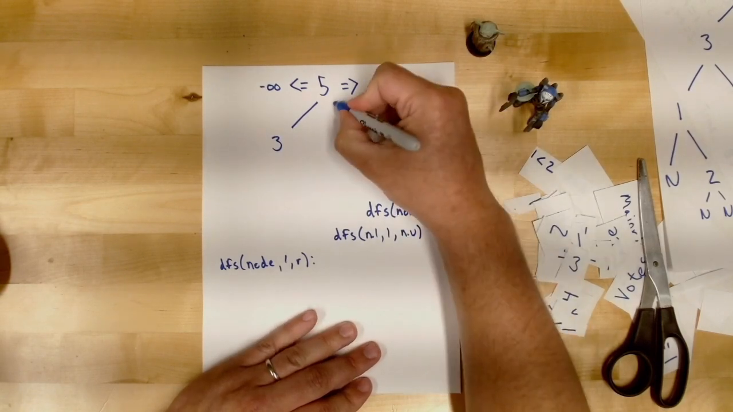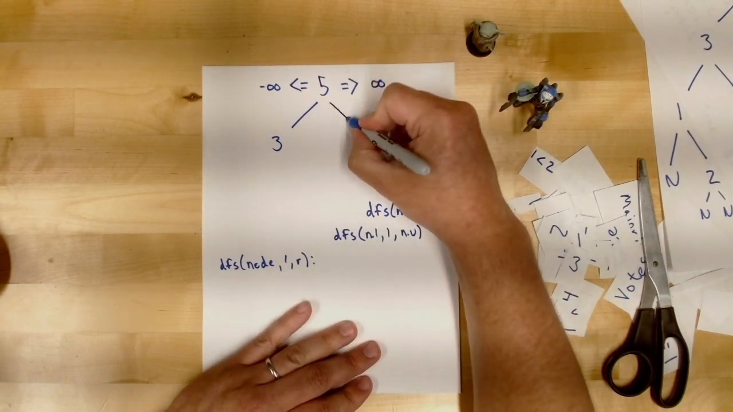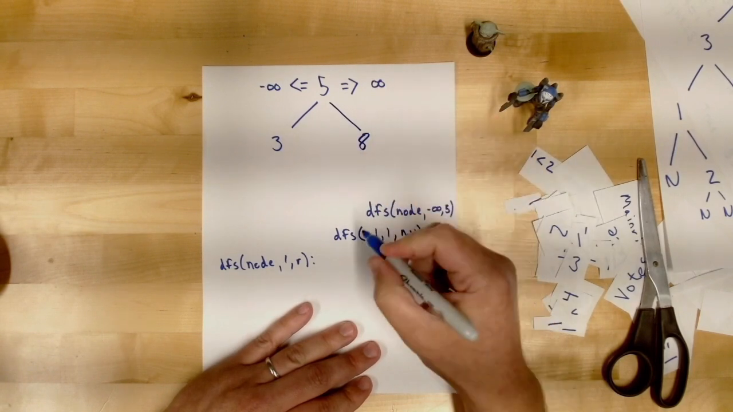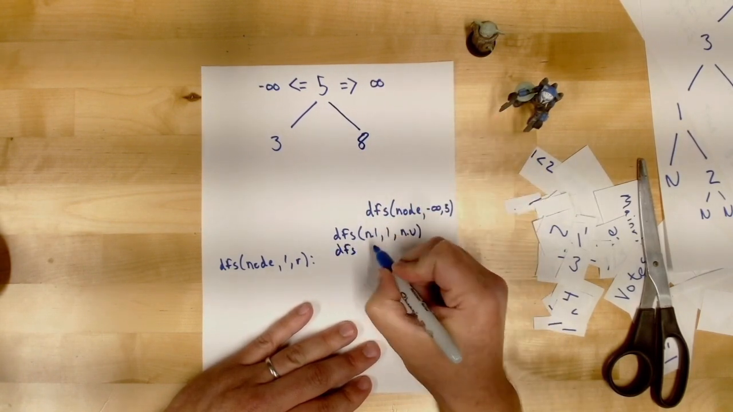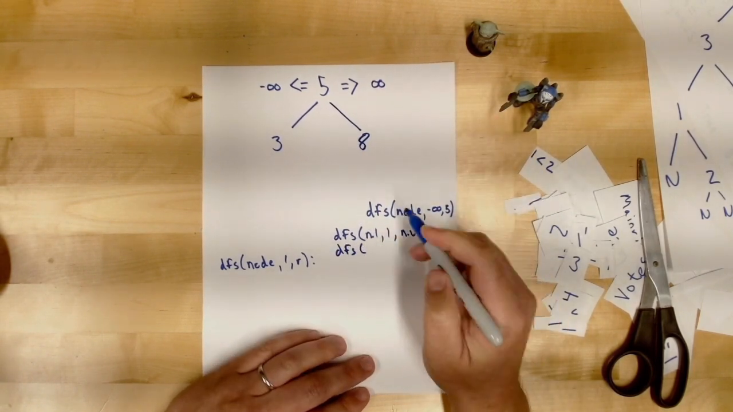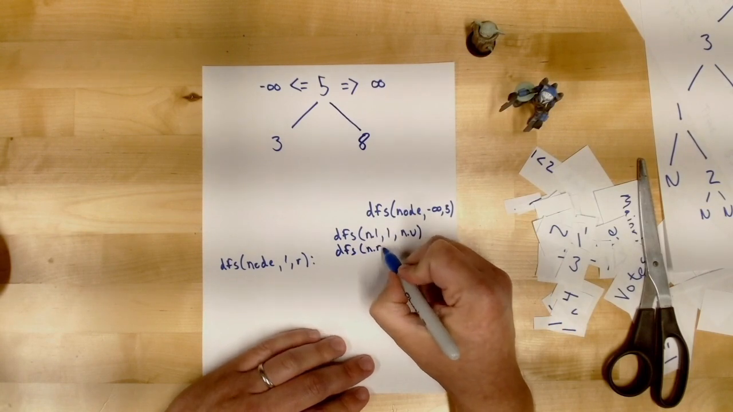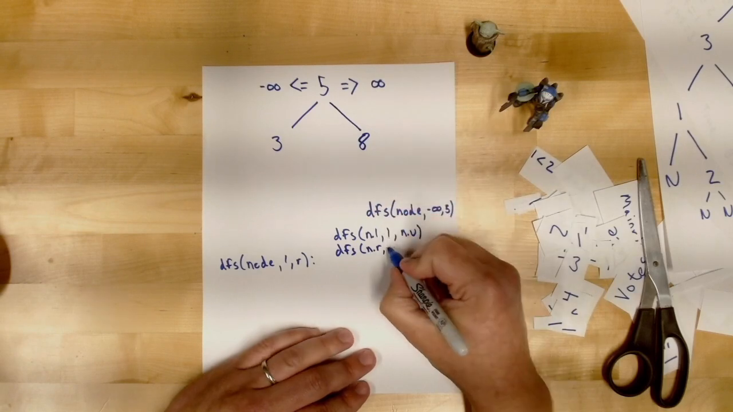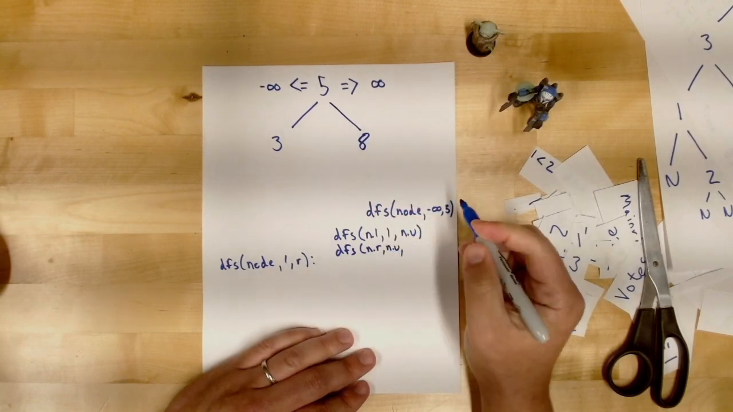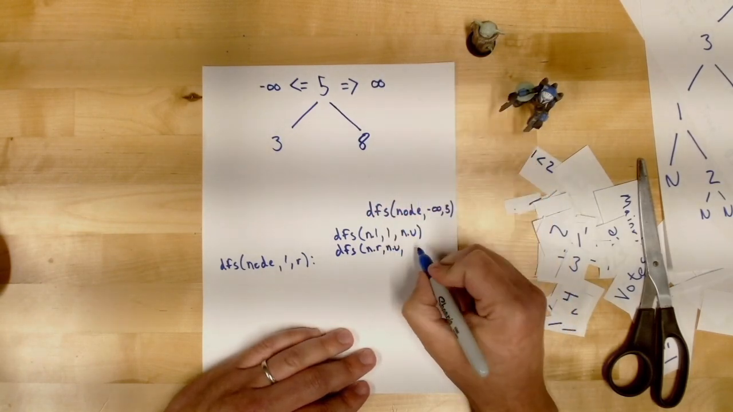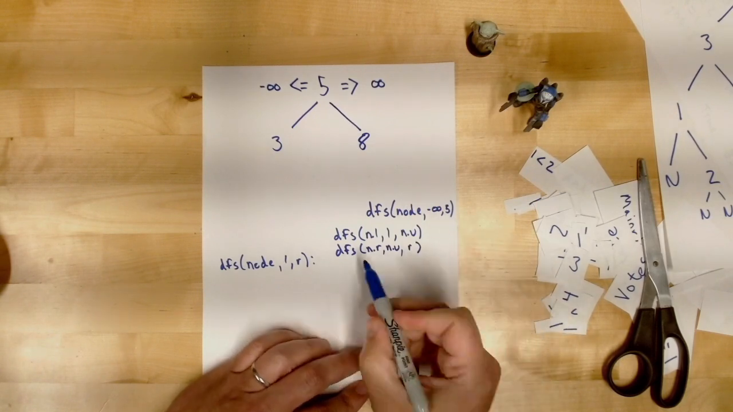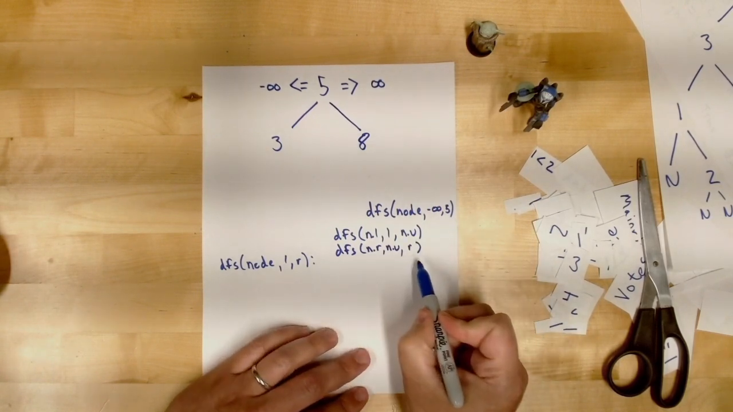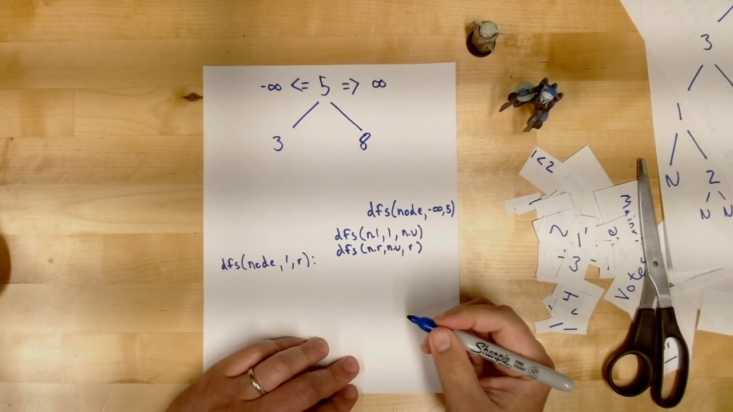Now let's look at it on the right side. I believe we had 8. So when we call DFS on the right subtree, we're calling it on node.right. And our left boundary is node.value. And our right boundary remains the same. So these are going to be our recursive calls inside of this function.